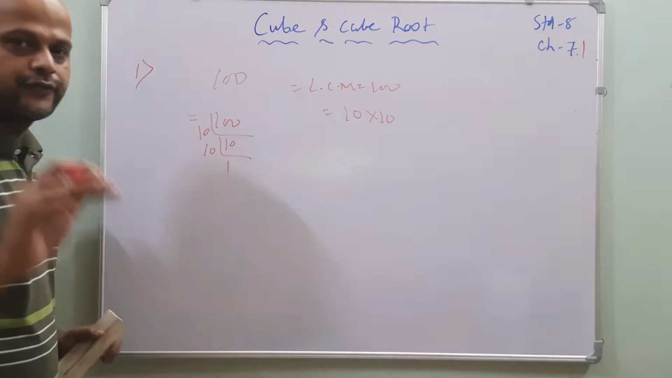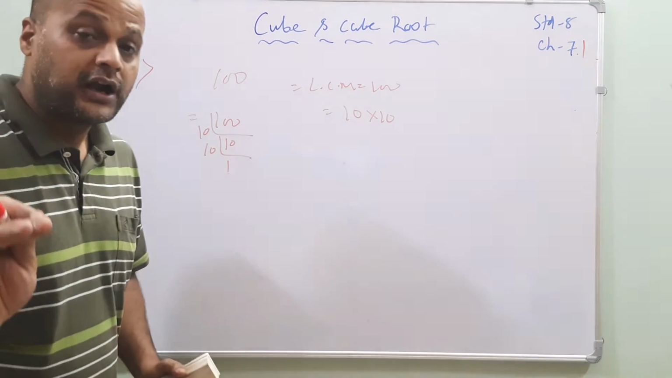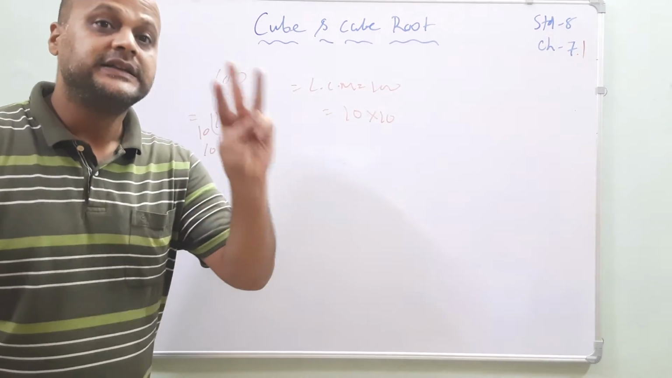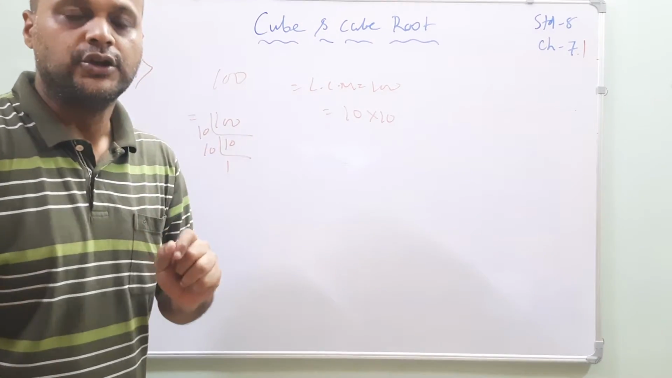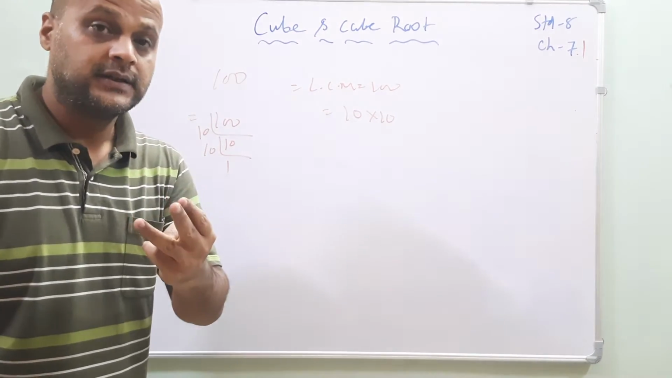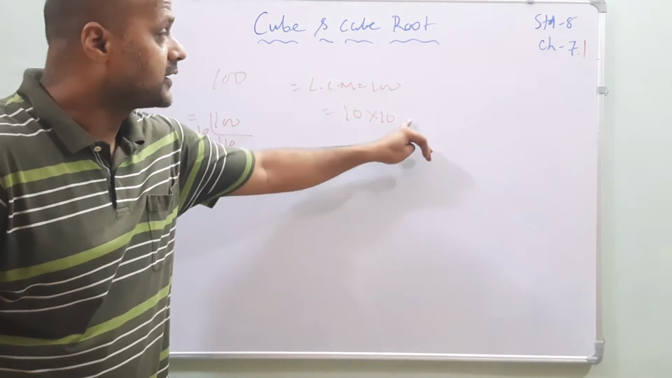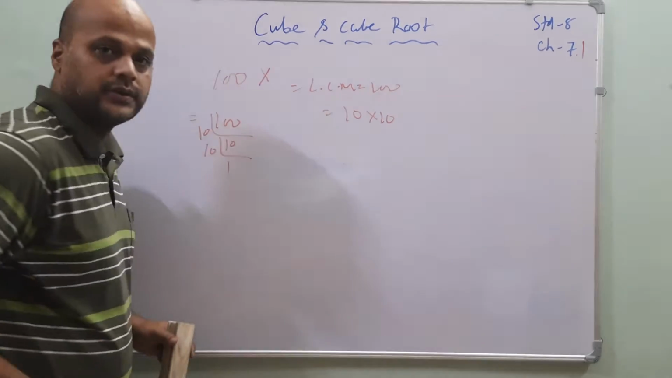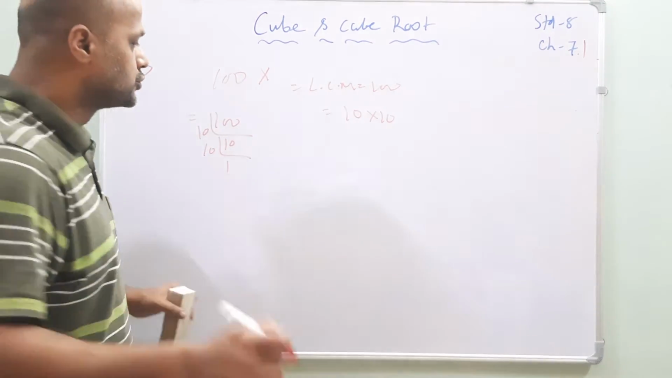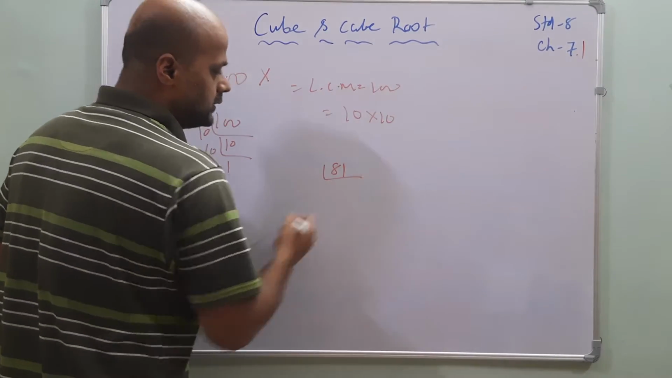To make a perfect cube, what do we want? We want three similar numbers. But here two numbers are there. Another number is missing. To make three pairs, what is required? Another 10. But here it is not there. So 100 is not a perfect cube. Understood, my dear friends? Let's go for another example, 81.